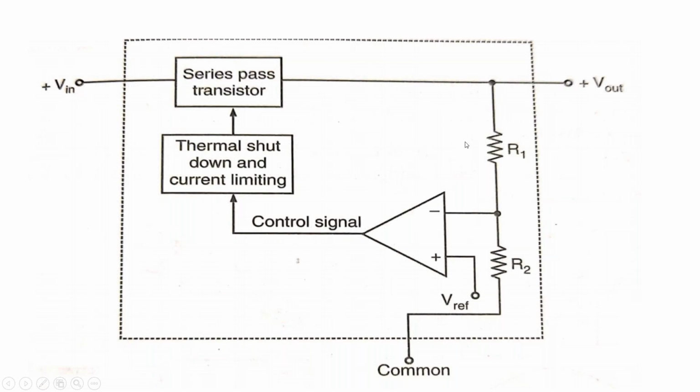This is the basic diagram of three-terminal voltage regulator. This is the voltage divider that will provide feedback signal. Here there is V reference. This is comparator, which will compare these two and generates a control signal. This is a current limiting component, and this is series pass transistor, which will act as control element here. So there are three terminals, V in, V out, and common. This you have studied earlier.